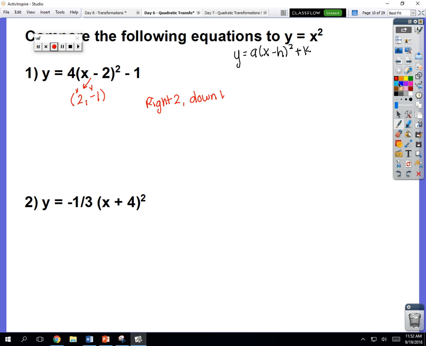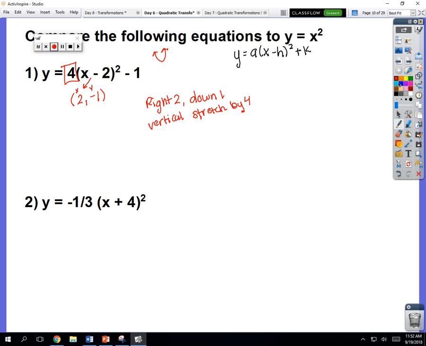This A value tells you whether or not it has been stretched, shrunk, or reflected. So if this was negative, then it would be a reflection, but it's not, so that means it's still opening up. And this 4 means that it has been vertically stretched, and you have to tell me by how much, and it's by 4. So that's the shifts that have taken place in this.